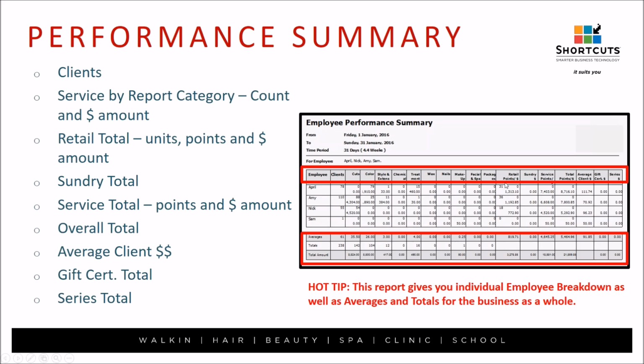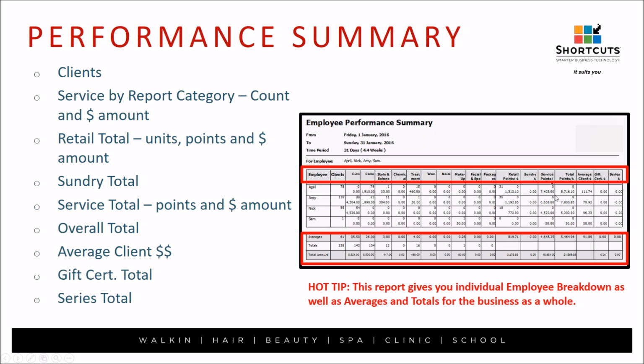How many have they sold in retail? 1, 2, 3 products, etc. If they've sold any sundry, if you're having them sell the sundry items, i.e. gift certificates or any other items like that you're selling under sundry, if you are having them go against their name, you will see that information in the next column. Again, we generally don't sell much sundry items underneath an employee name. It goes underneath the business.